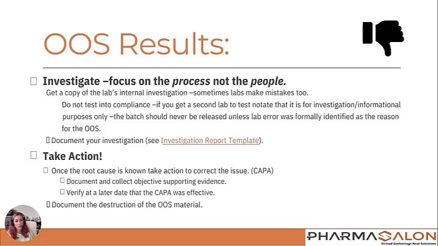So maybe you change something about the process. Schedule a time, a couple months, however long makes sense for you in the future, where you're going to go back and verify, was that effective? If you're not verifying the effectiveness of your corrective action, you're missing a whole chunk of it, right? The corrective action doesn't really mean anything if it wasn't effective. So please make sure you're doing that. And then you want to document the destruction of your OOS material. Again, I mentioned earlier, you want to make sure that doesn't accidentally get dispensed to any customers.